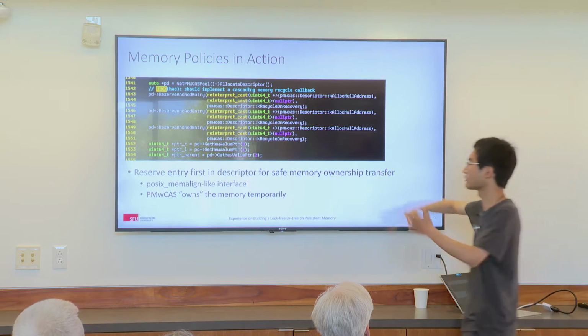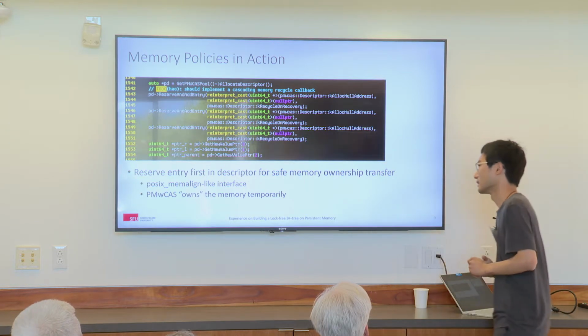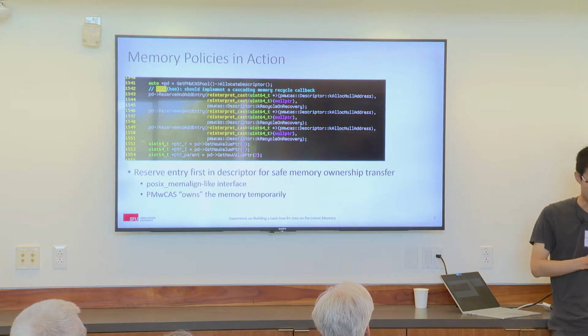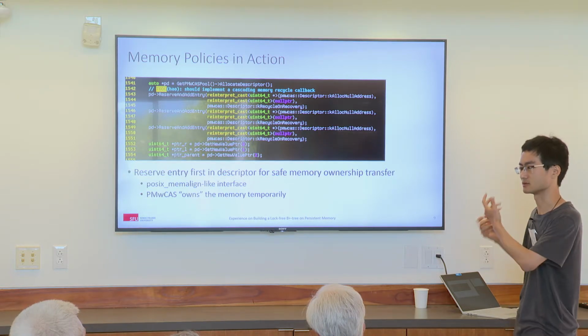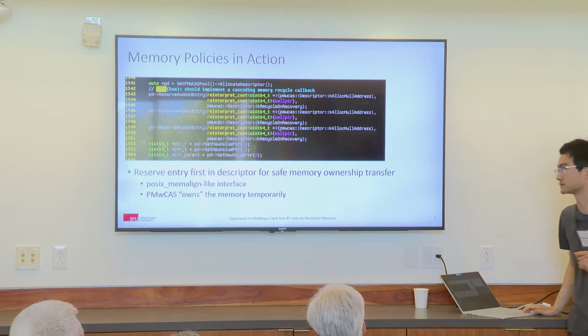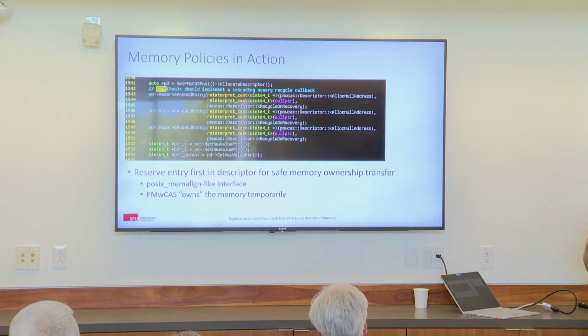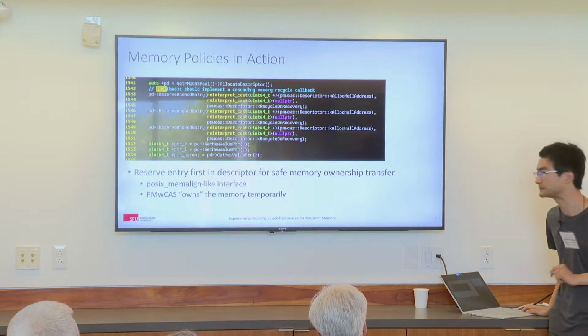And then we can safely, the PMwCAS now at this point will own this piece of memory, right? And now if you hit a crash, the recovery mechanism in PMwCAS will be able to return all this memory to the allocator, right? So essentially it's owned by PMwCAS before you actually hand it over to the application.